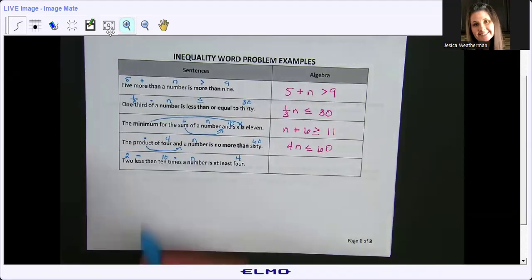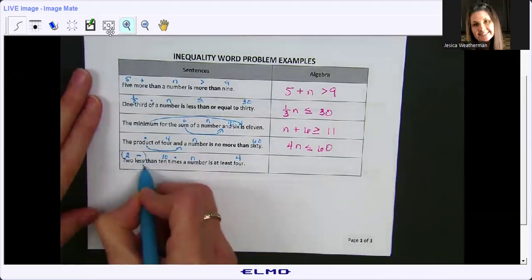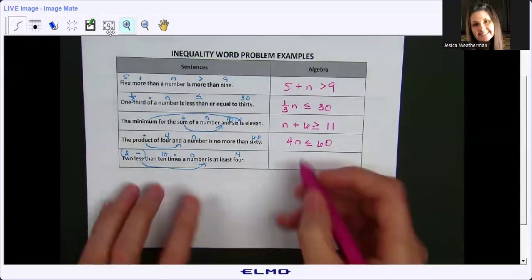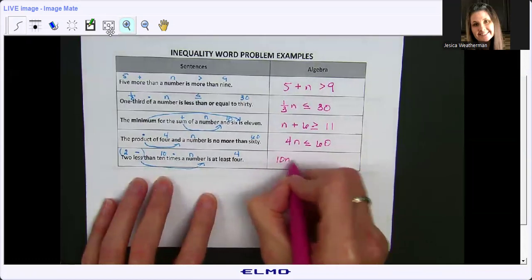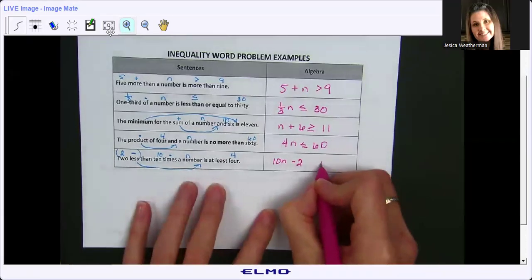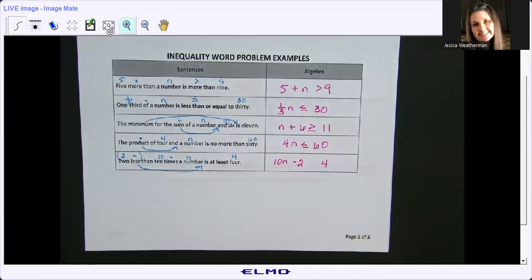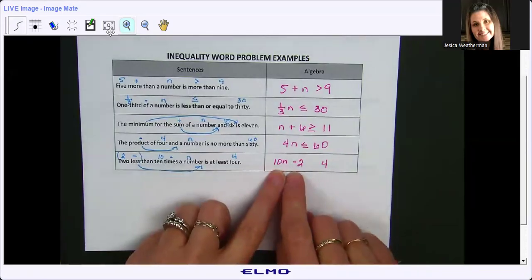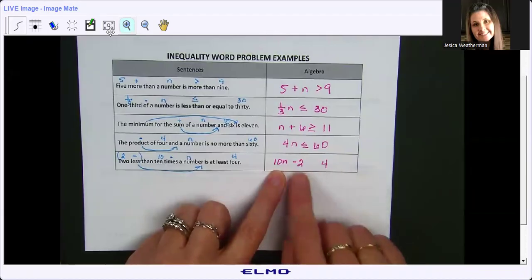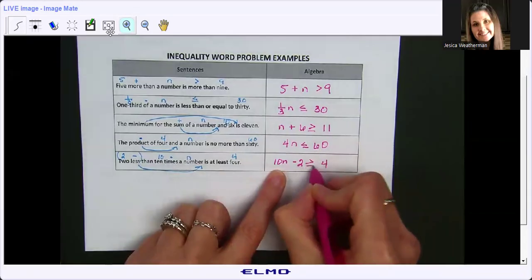Yeah, we have to move this over at the end of the 10n. Okay, so I'm going to write that. So we have 10n minus 2. And then we have 4 over here with some kind of a symbol. So is at least. That means this has to be at least 4, but it can also be more than 4. So it would be greater than or equal to.